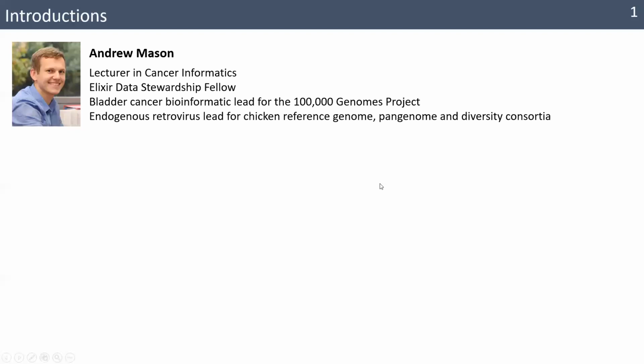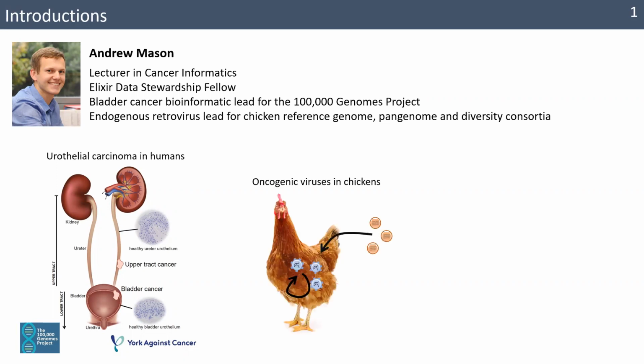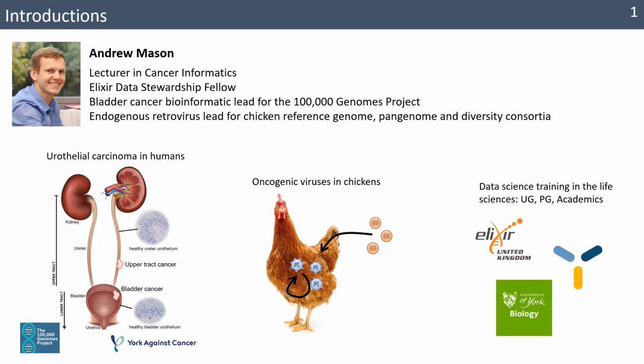As a brief introduction to me, my name is Andrew Mason. I'm a lecturer in cancer informatics and an Elixir data stewardship fellow. The vast majority of my research is all about data, using data in the life sciences, and usually focused on cancer and in avian genomics. So my cancer of choice is bladder cancer in humans. I'm part of the 100,000 Genomes project, using multi-omic sequencing data. I also work on oncogenic retroviruses in chickens. And as part of my academic role, I do a lot of teaching and training for undergraduates, postgraduates, and academics through IBRI, the Department of Biology, and as a member of Elixir as well.